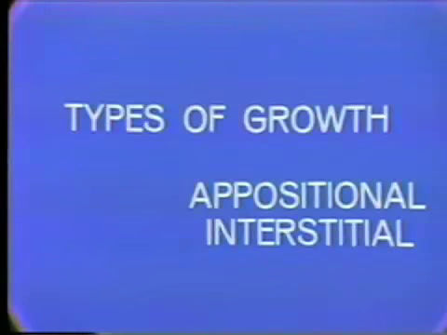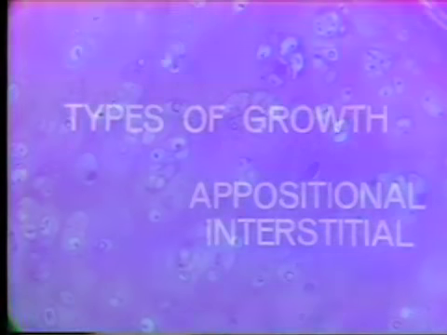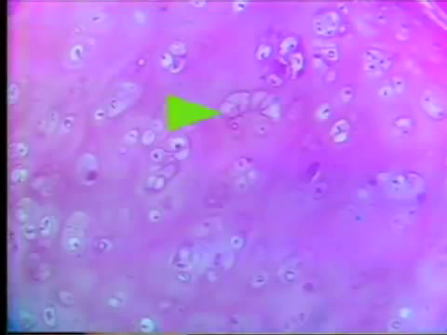Now if we return to the slide, we'll see an example of interstitial growth. These cartilage cells divide and multiply and seem to push out, and this is called interstitial growth, growth from within.